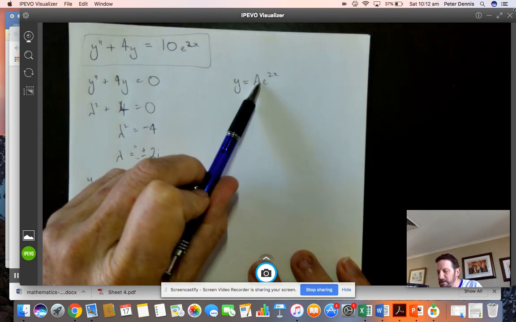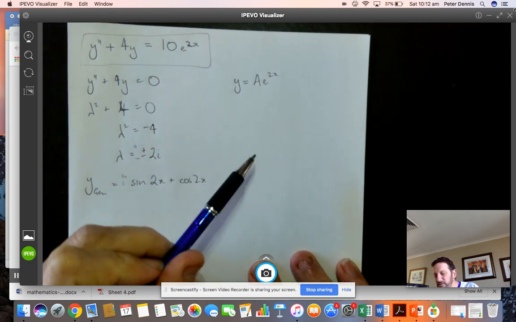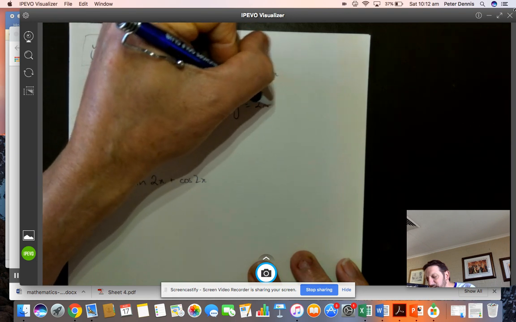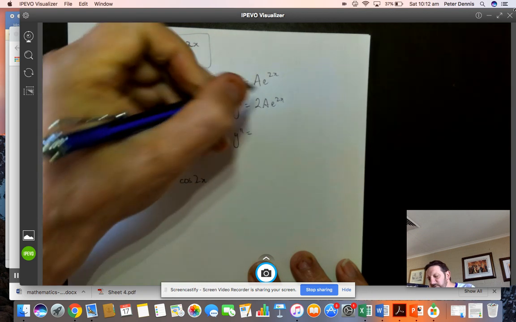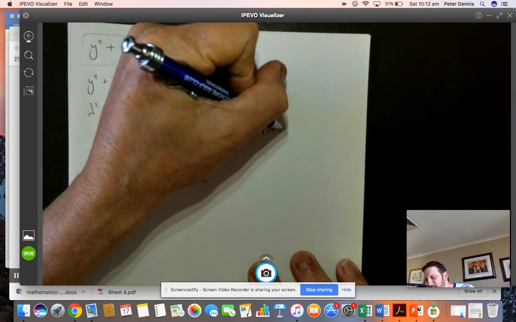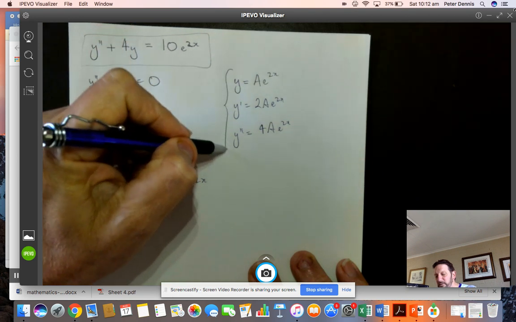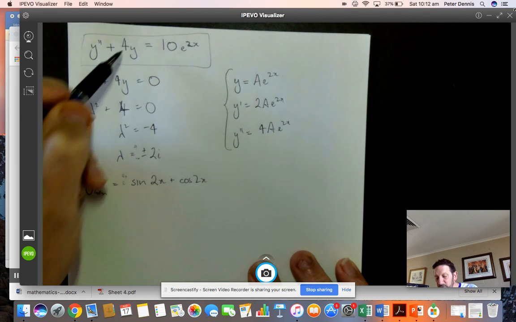We don't know what a is, but we know if we start differentiating, this thing isn't going to change. So what we know is that y' is going to be 2ae^(2x). We know that y'' is going to be 4ae^(2x). So there are our little equations, and then we just start substituting them into our original one.